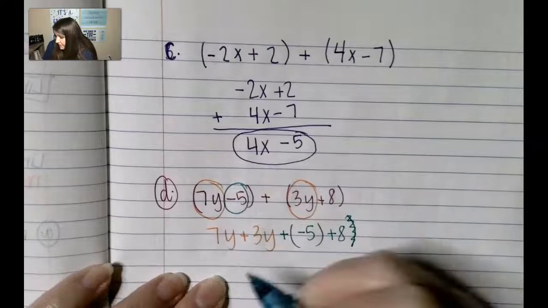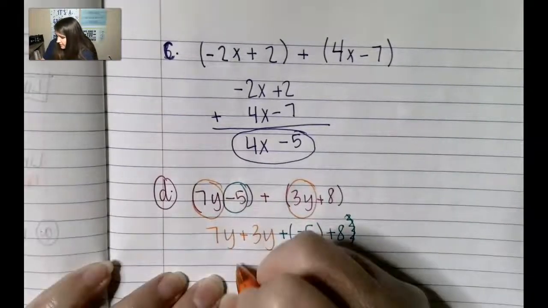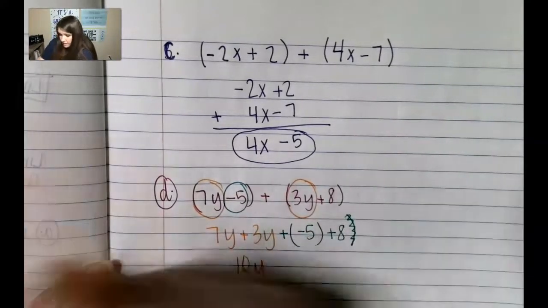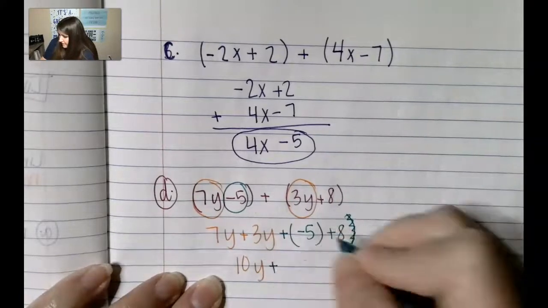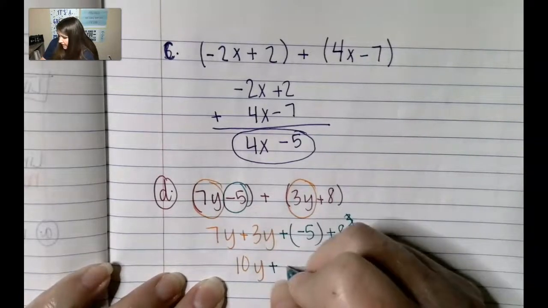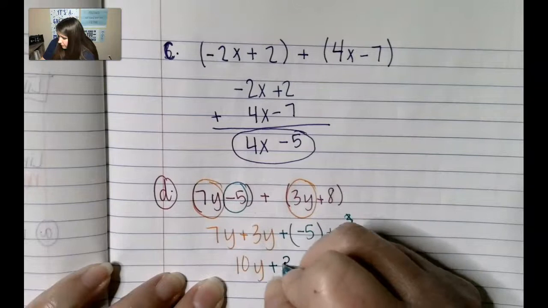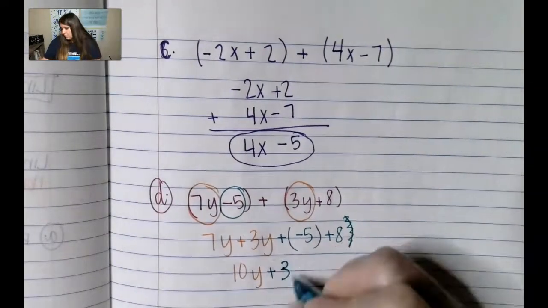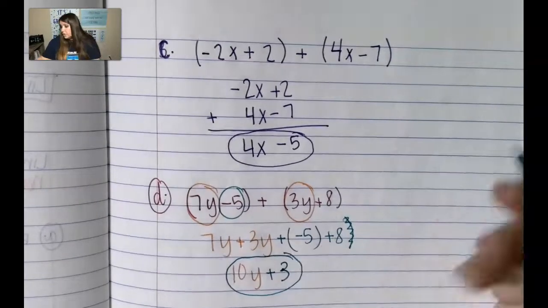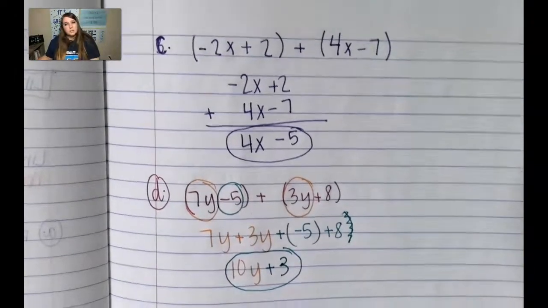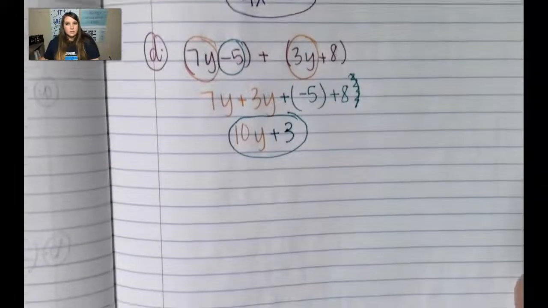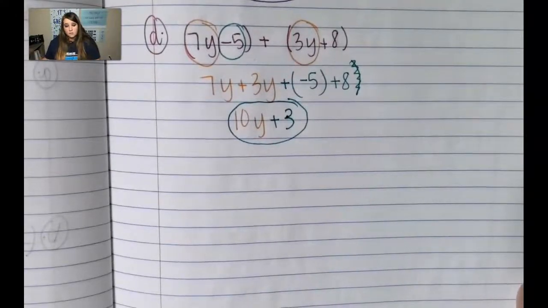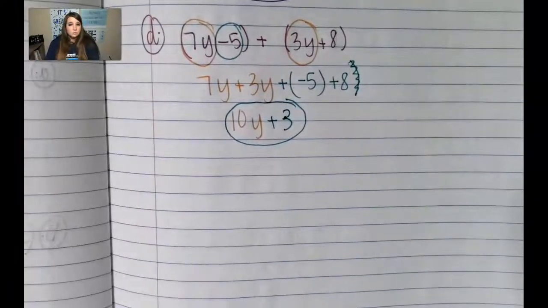Okay, now we're going to put the things together that are the same. This gives us 10y plus, I had negative 5, I add on 8, so I get 3. So 10y plus 3. That is my sum. Two different strategies that you can use to find the sum. Choose the one that you think is the best for you.